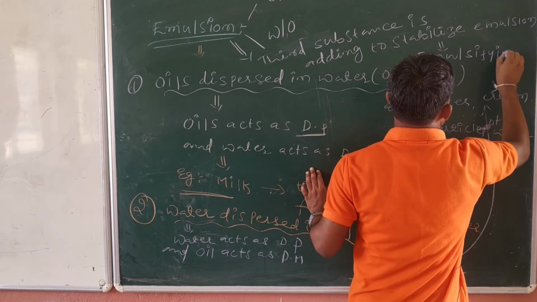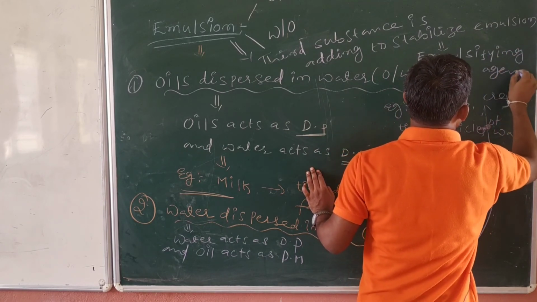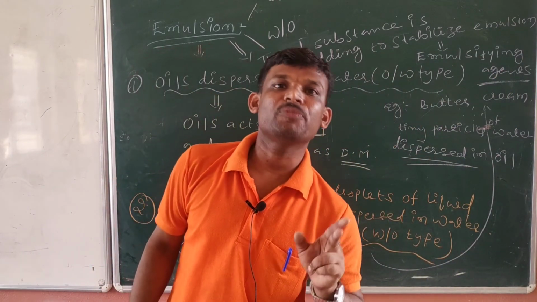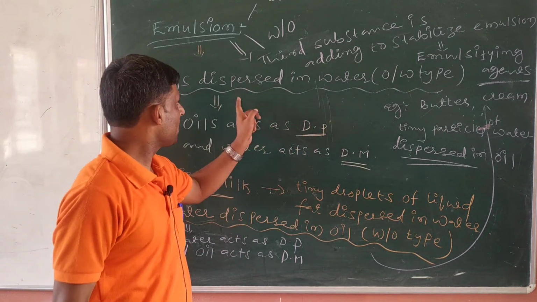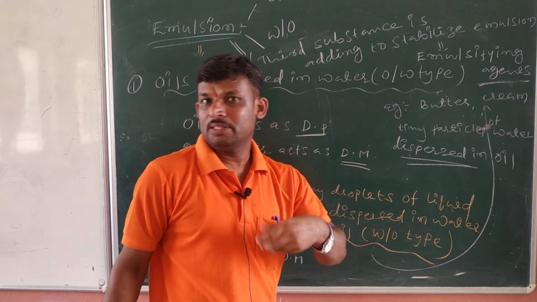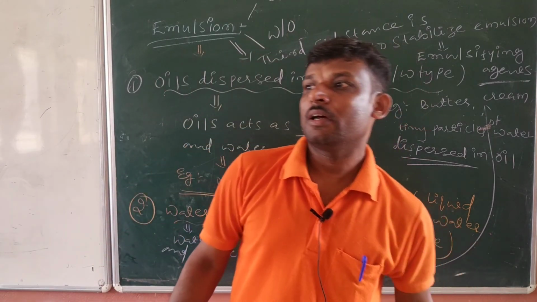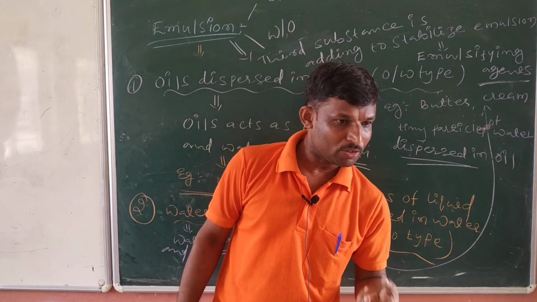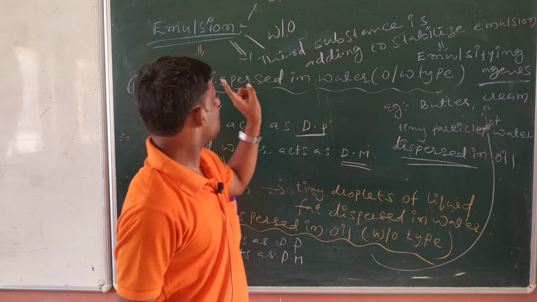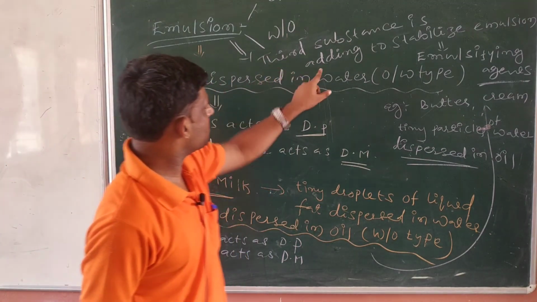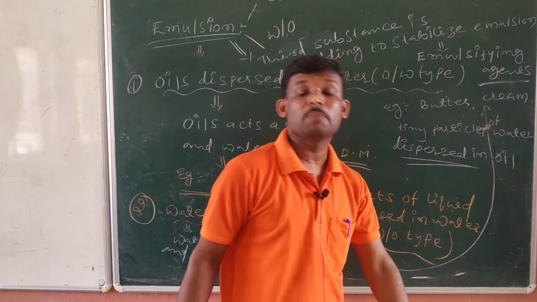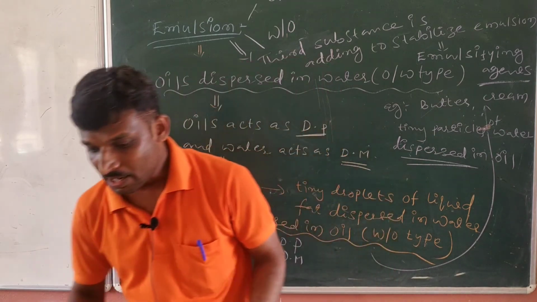Why? Because the emulsion is formed of two different types of compounds, one polar and one non-polar. For example, water is polar, and oil or fat is non-polar. These are immiscible with each other, so droplets can settle down. That's why we want to stabilize. For the stabilization of these emulsions, we add a third substance called a stabilizer, meaning emulsifying agents or emulsifiers.